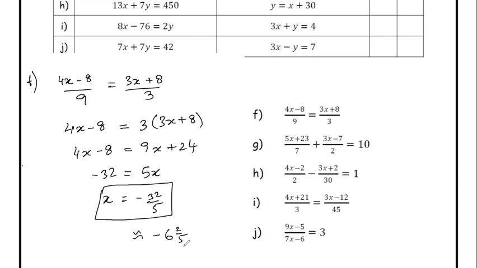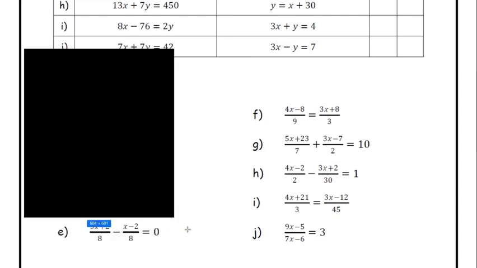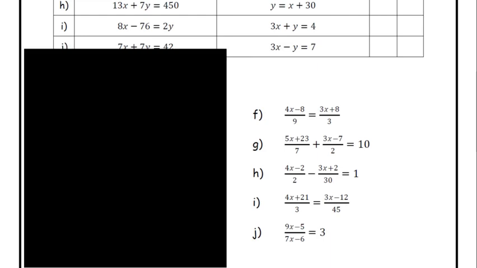Okay, G. 5x plus 23 upon 7 plus 3x minus 7 upon 2 is equal to 10. Okay, so this time it's not equal to 0. There's another number. So what you can do is multiply by a number which is common to 2 and 7.